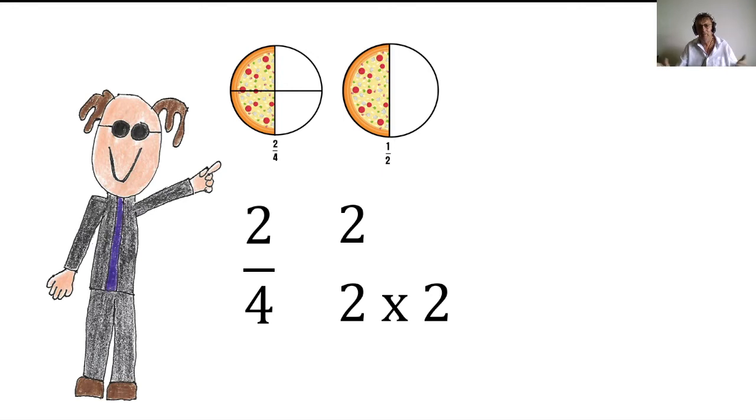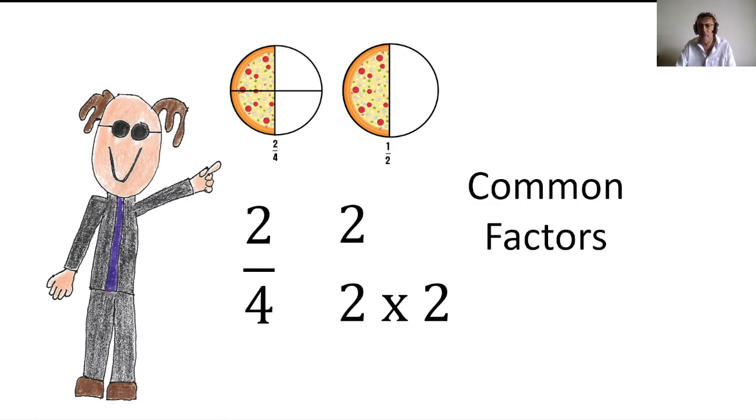Now what, teacher? Well, now we have to cancel out any numbers that are the same on the top and bottom. These are called common factors. Numbers that are the same, or factors that are the same on the top and bottom, are called common factors. So we cancel the common factors.